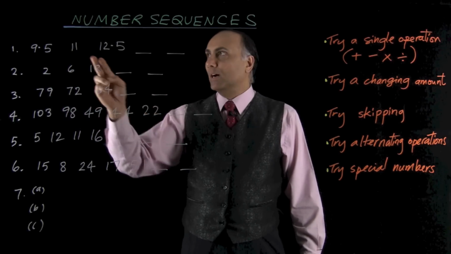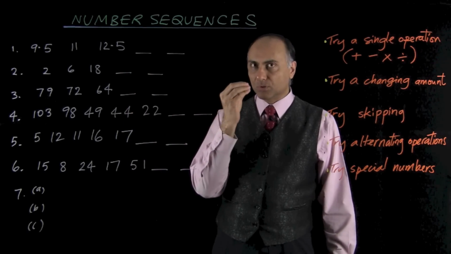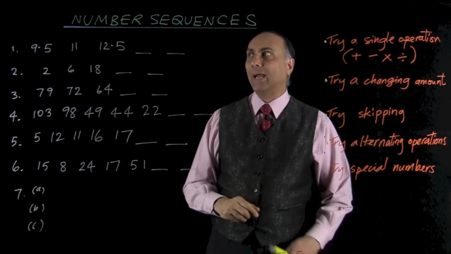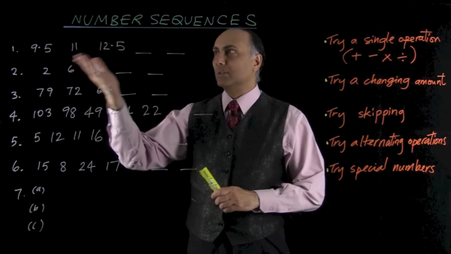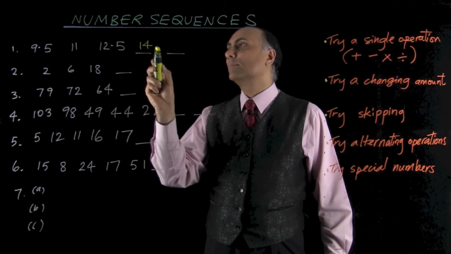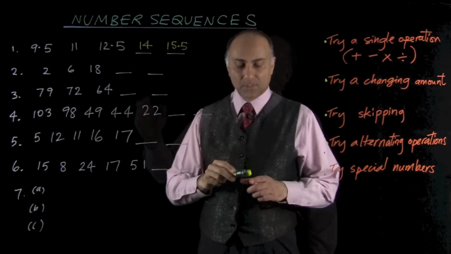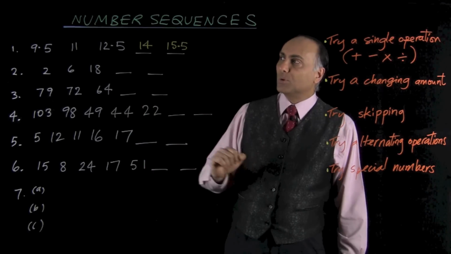9.5 add 1.5 is 11. 11 add 1.5 is 12.5. So the most reasonable thing to do is to add 1.5. So the next two numbers in this sequence would be 14 and 15.5. Try the same thing with example 2.